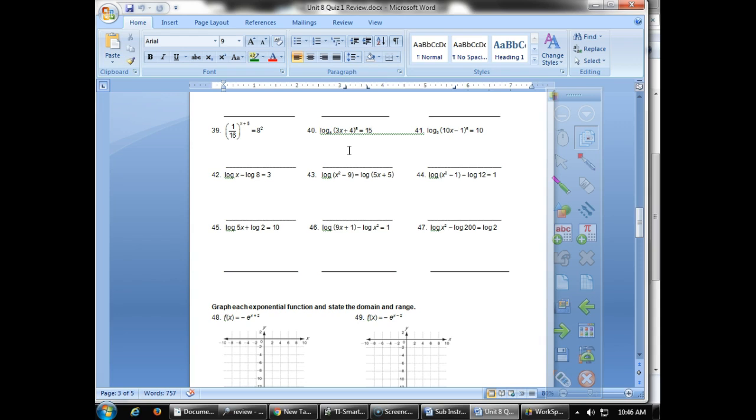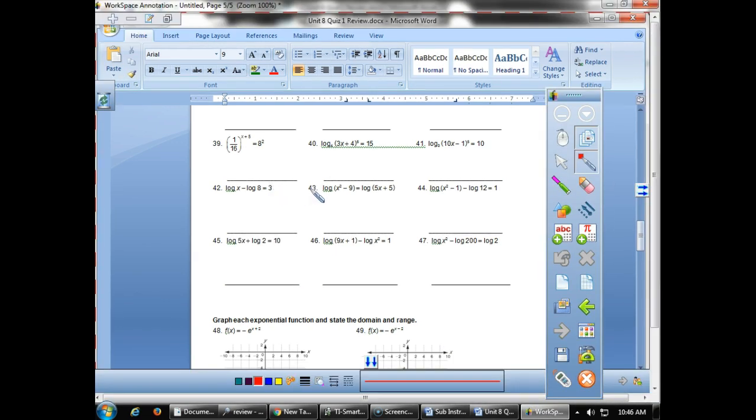Can you do number 39, not the change of base way? Okay, not the change of base way. It's going to be the easiest, but we could do it the other way. So I would take the log of both sides. Isn't this really just 64? Yeah, so that helps a little bit.